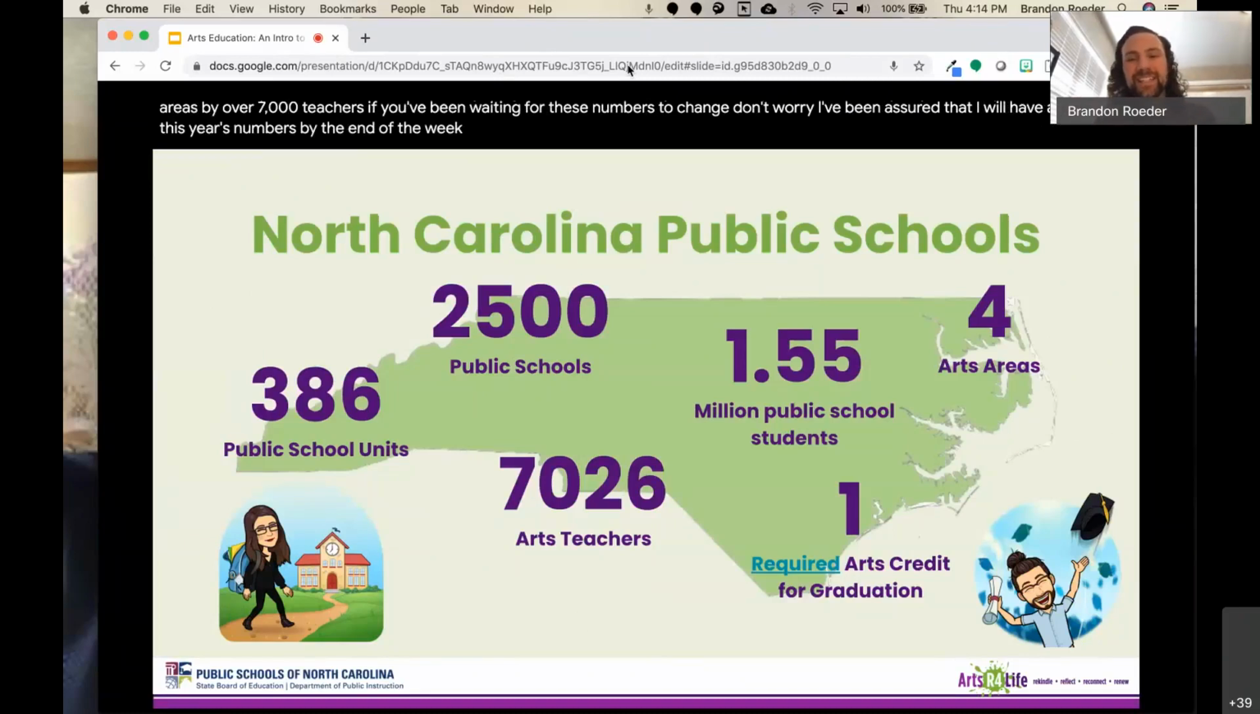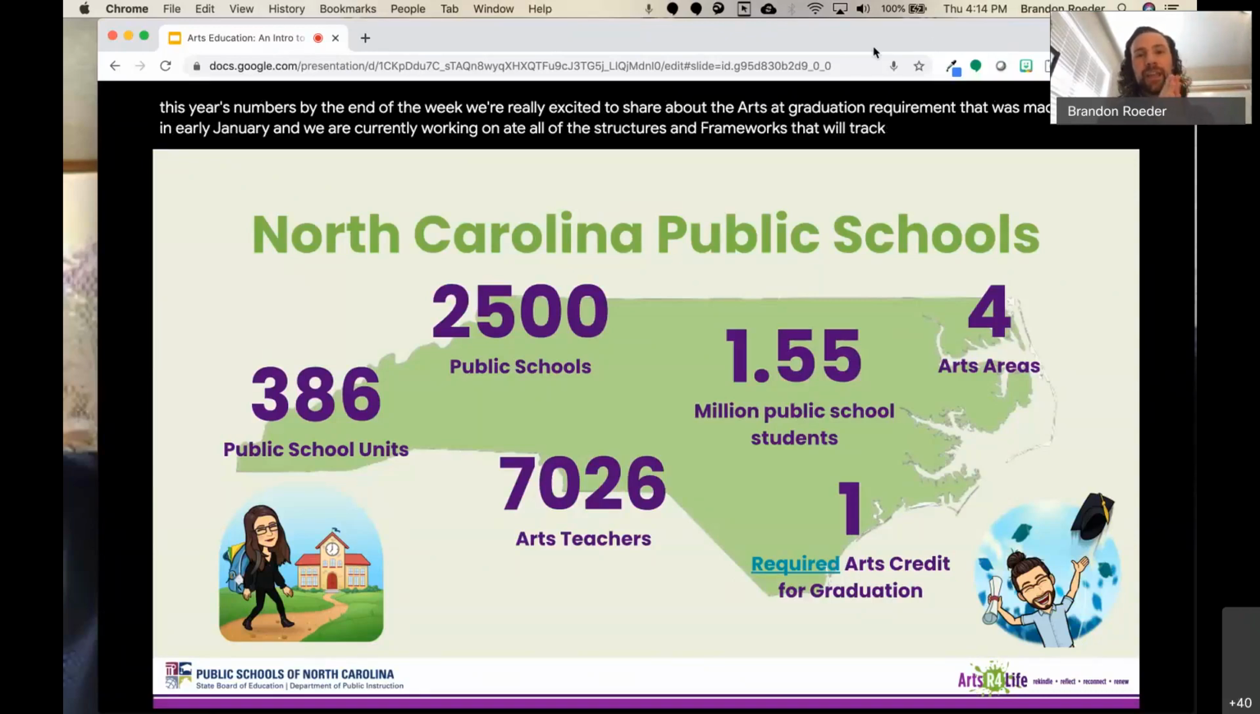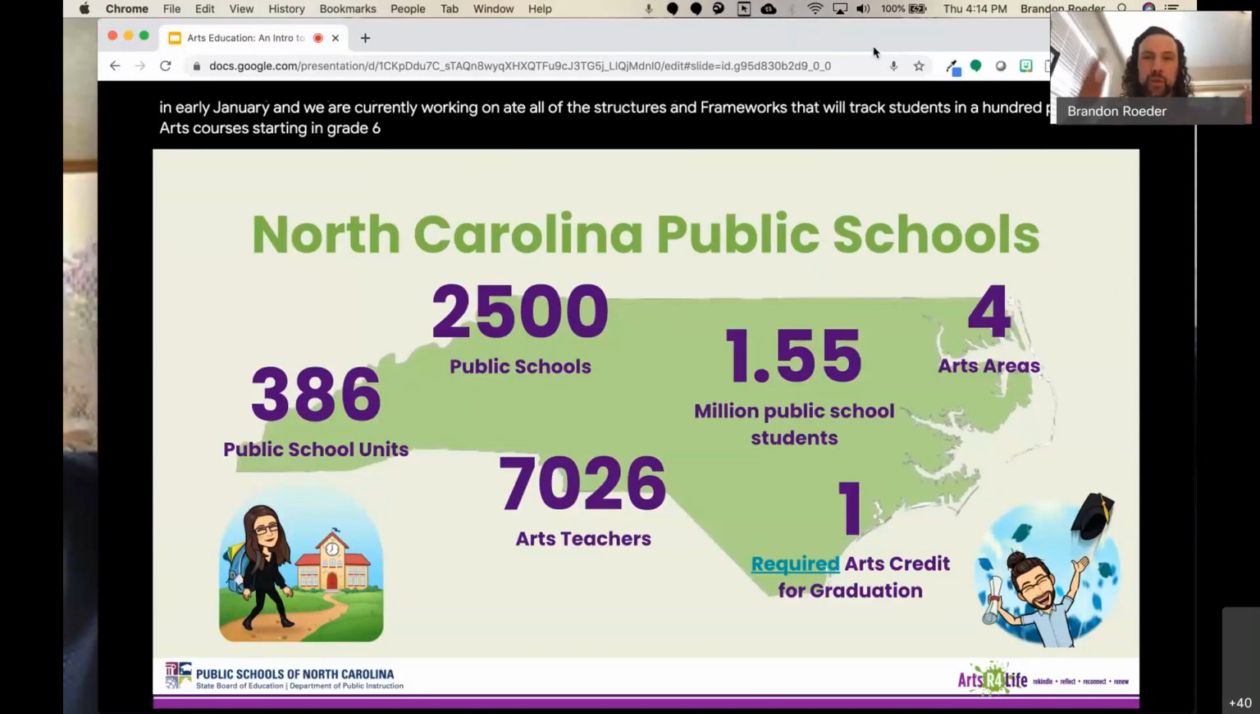We're really excited to share about the Arts Ed graduation requirement that was made into law in early January, and we are currently working on how to create all of the structures and frameworks that will track students in 100% arts courses starting in grade 6 and ensure that everybody has access to the arts across the entire state.